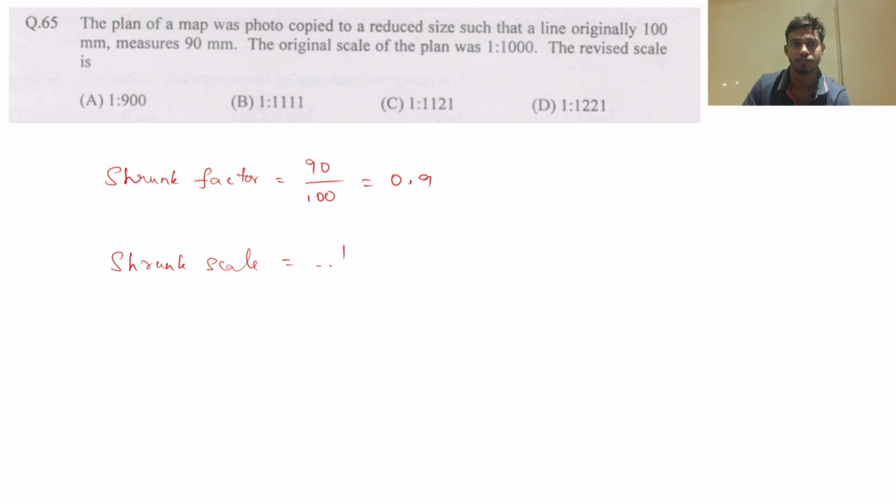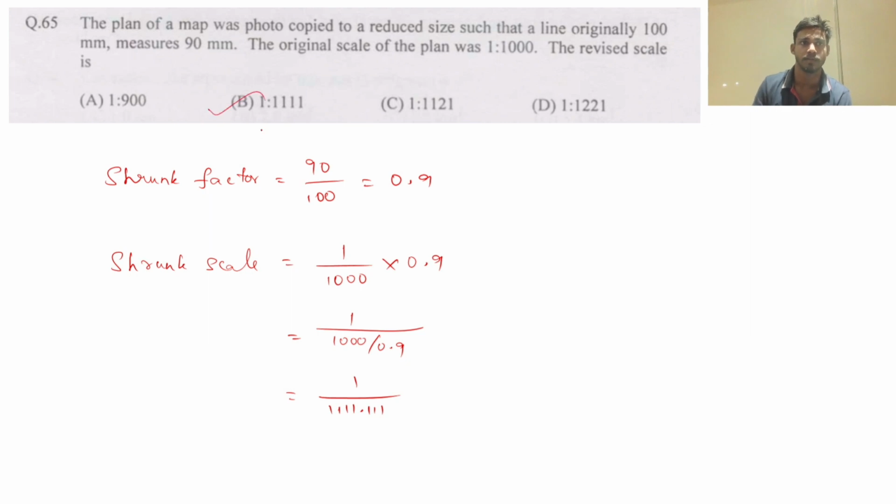The original scale is 1 by 1000, that is 1 is to 1000. The shrunk factor is 0.9. Looking at the options, the numerator must have 1. So it can be written as 1 divided by 1000 divided by 0.9. 1000 divided by 0.9 gives 1111.111. So option B is the right answer.